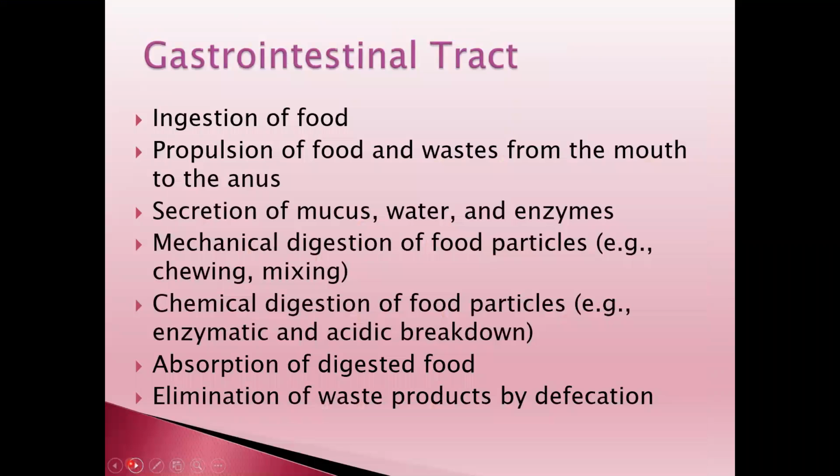So the gastrointestinal tract is charged with the task of ingestion of food, propulsion of food and waste from mouth to anus, secretion of mucus, water, and enzymes, mechanical digestion of food particles, which include chewing and mixing, chemical digestion of food particles, which would be enzymatic and acidic breakdown, absorption of digested food, and elimination of waste products by defecation. Except for chewing, swallowing, and defecation of waste products, the movement of the GI system is controlled largely by the hormones and the autonomic nervous system.